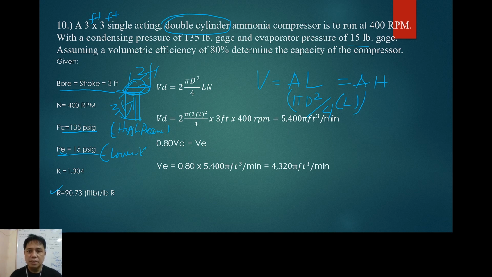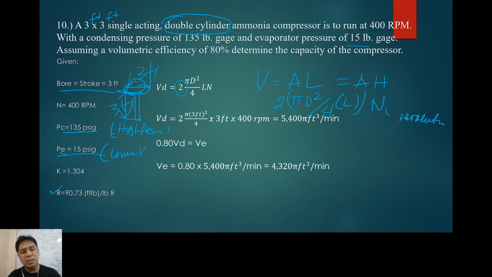How many cylinders? It is 2. So 2 cylinders, because one cylinder is working, now compressing, and the other is also working and compressing. So 2 cylinders. And then we have to multiply with the RPM so that we can know the volume per stroke or per revolution.